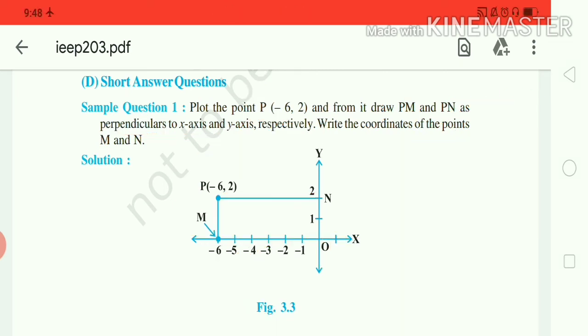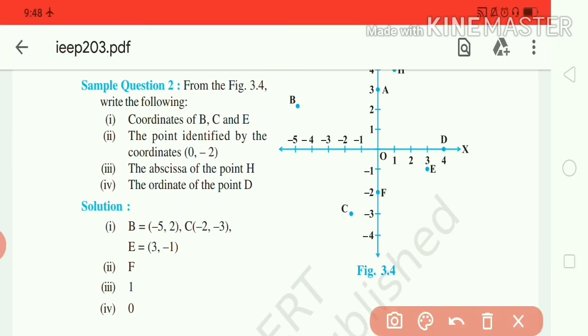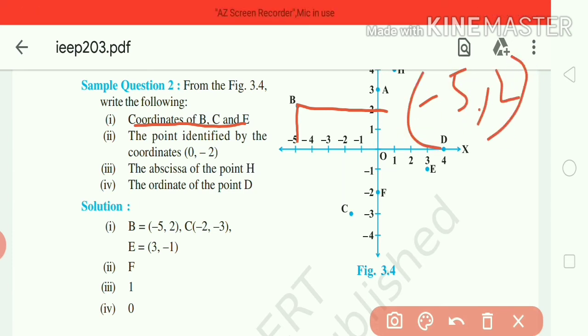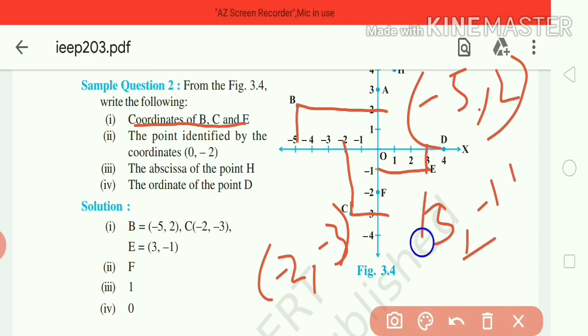Now come to the next one. Here you have given this figure, coordinates of B, C, E. So what are the coordinates of B, C and E? This is your B, it is minus 5 at x and 2 at y. So it is (-5, 2), right? What are the coordinates of C? Here x is 2 and y is minus 3. So it is (2, -3). E point, here x is 3, y is minus 1. So it is (3, -1), right?